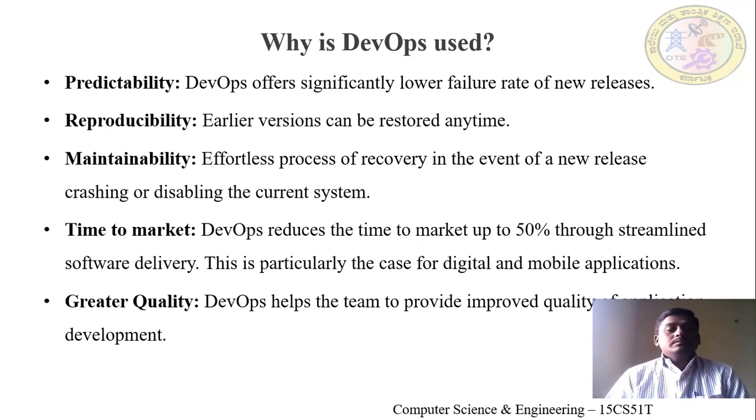The next one is maintainability. Maintainability means an effortless process of recovery in the event of a new release crashing or disabling the current system, right? There is no effort to recover the particular software or the crashed application or the disabled current system. Maintainability is very easy if you use the concept of DevOps. We can say no maintenance at all. Why? Because we are going to monitor everything, right?